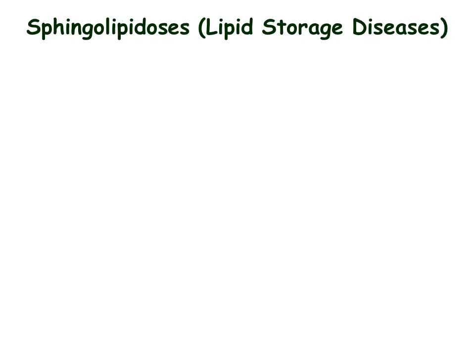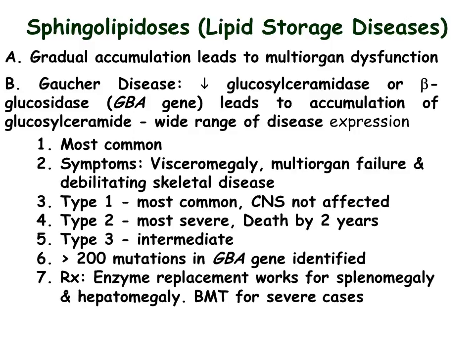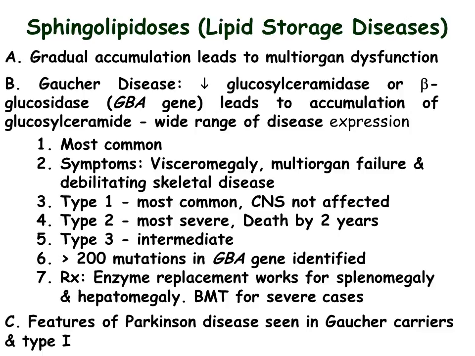So let's talk about the Gaucher disease a little bit. Again, it's a lipid storage disorder. Gradual accumulation leads to multi-organ dysfunction. This is the same thing we saw in Chapter 11, so I'm not going to go through it again. But it's the most common of the ones that we see in the Ashkenazim. Their symptoms, again, can be visceromegaly, multi-organ failure, and again, a debilitating skeletal disease.